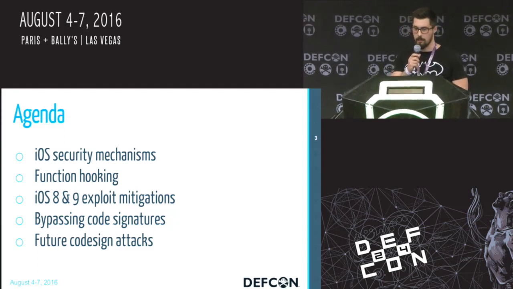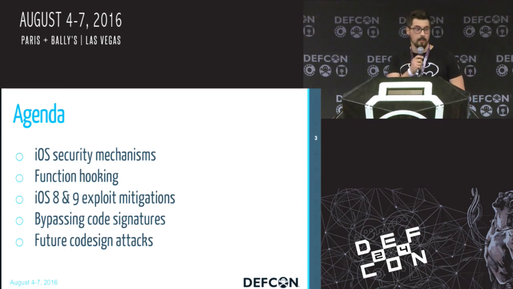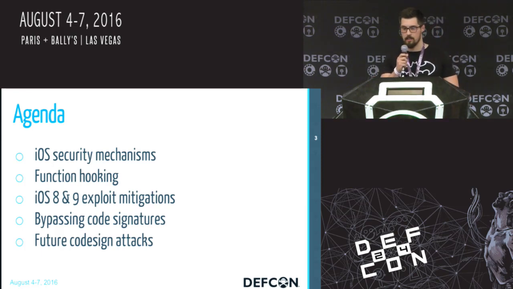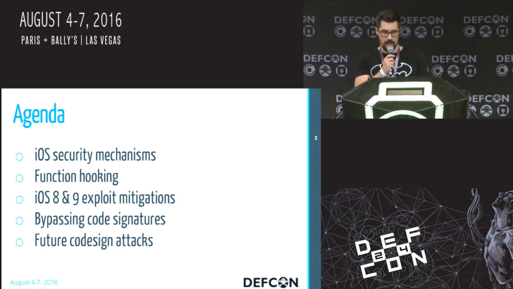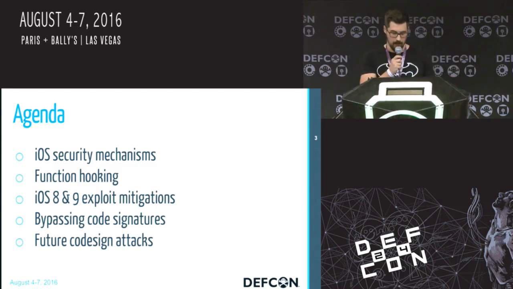So what will I cover today? First of all, iOS security mechanisms, how the iOS security stuff works. Next, a quick introduction to function hooking on iOS. I will show techniques that Apple provides to mitigate exploit development and attacks on iOS 8 and 9. And I will show a real exploit that I found on iOS 9 that allowed running unsigned code. And finally, we will see how future attacks on codesign might look.